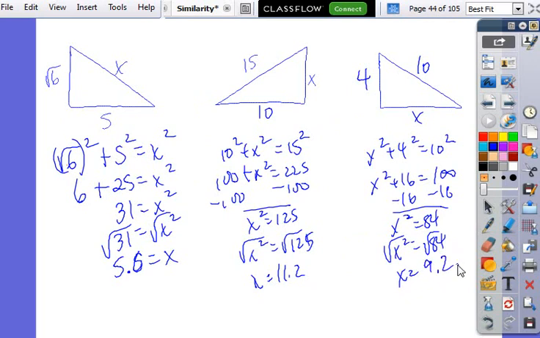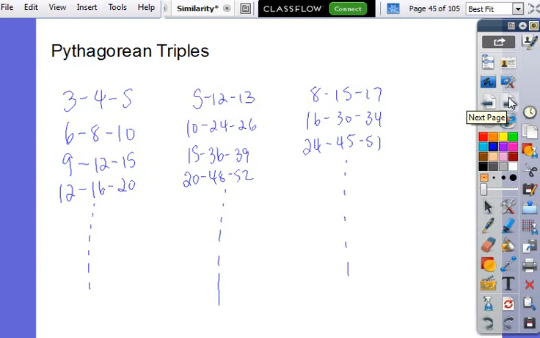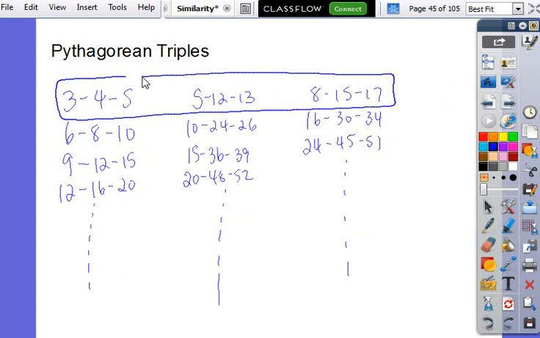All right, one last thing I want to show you. If you can remember these at the top, a whole bunch of others follow from those. A 3, 4, 5 will always be a right triangle, and any multiple of 3, 4, 5 will be a right triangle. So if I multiply these by 2, what do I get? 6, 8, 10. That's a right triangle. If I multiply 3, 4, 5 by 3, 9, 12, 15. That's a right triangle. If you remember these at the top, you can figure out the others from that.